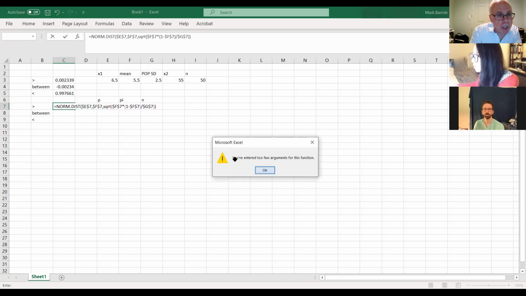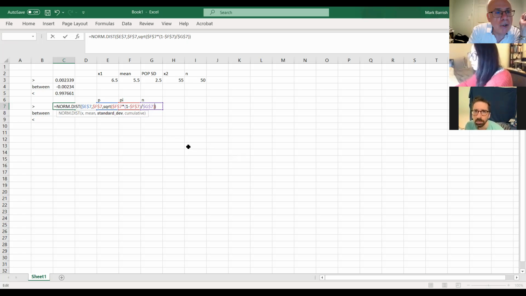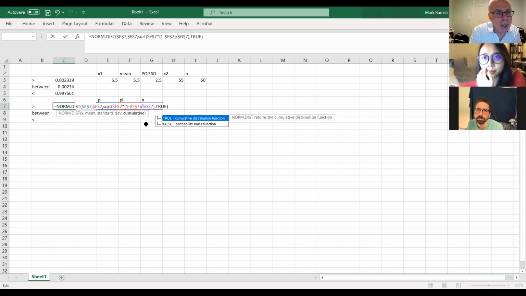Enter too many arguments. Okay, what did I do wrong here? Oh, I only need one of these, I think. Square root. This does that. And then do I have too many arguments? I don't think I do. F7 times 1 minus F7 divided by G7. Close it, and then I close it again. Why is this too many arguments? Oh, I forgot true, right? I forgot to say true. So I'm going to type in true. There we go.